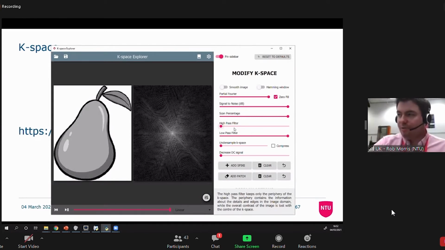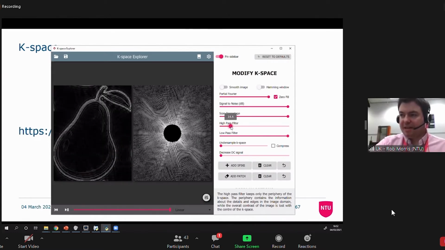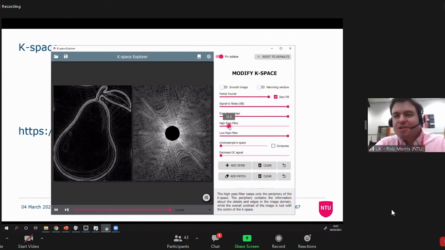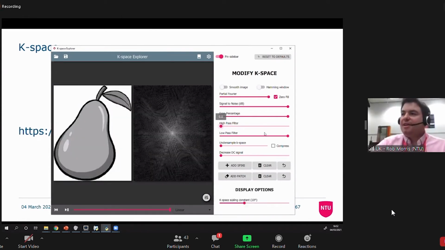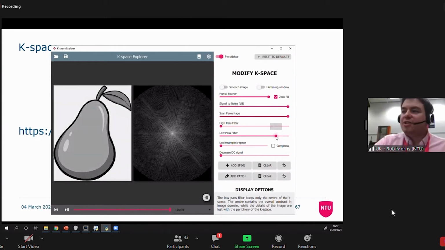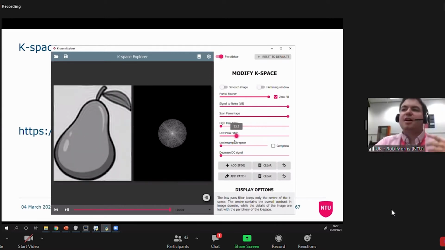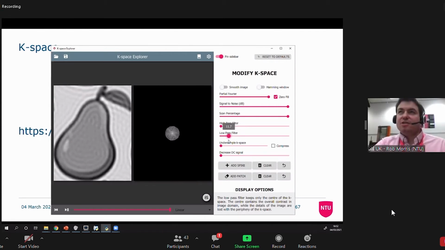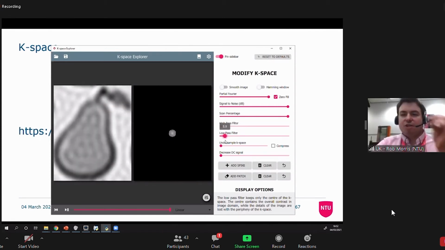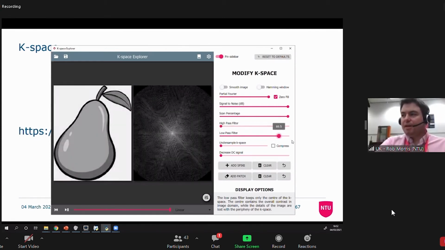And again, if we play with cutting out middle bits and edge bits, if we lose the middle, all we see is these kind of edges, things where our image is changing very quickly. And if we cut out the edge, we will retain our slow changes, what we might think of as the bulk of our color information, perhaps in the pear, but it will start to get blurry and we'll start to lose the edges as we collect just the core of k-space.